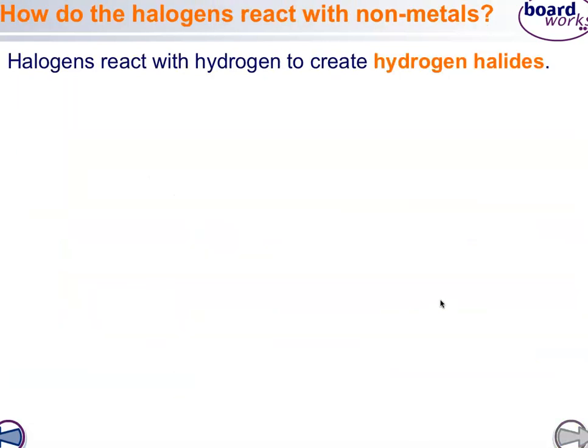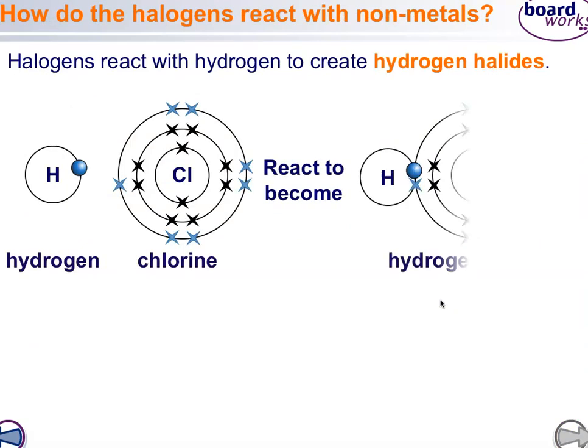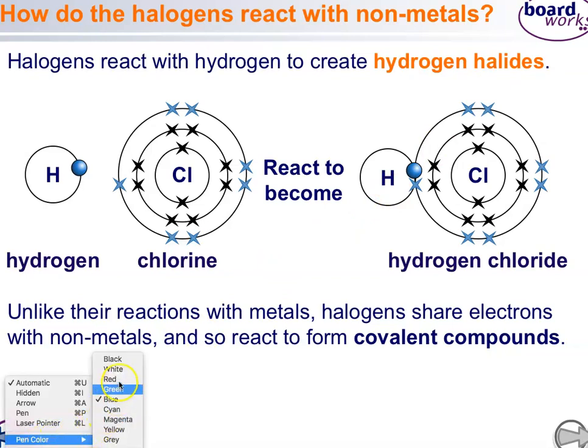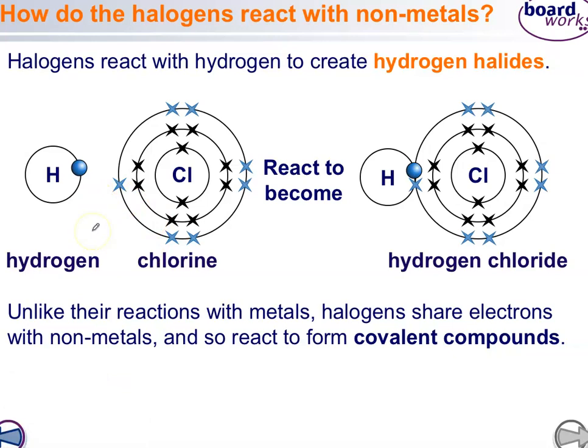Now, how do the halogens react with non-metals, especially hydrogen? Let's look at their reactivity with hydrogen. The halogens react with hydrogen to create hydrogen halides. Remember we said that they react with alkali metals to form metal halides. Here, we are saying that they react with hydrogen to form hydrogen halides. Hydrogen has a lone electron in its outer shell. It needs one more to form a stable outer shell.